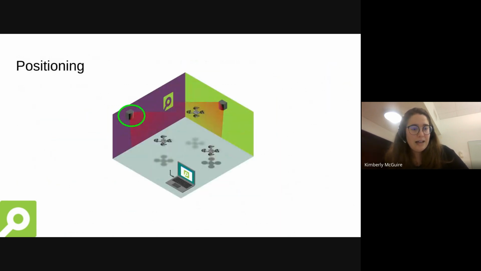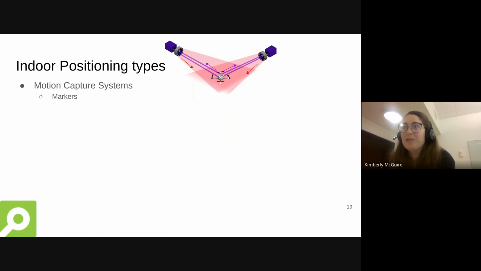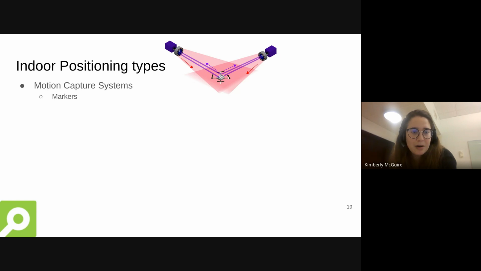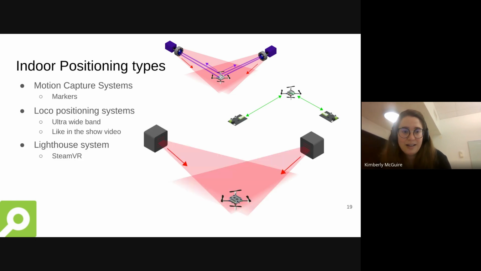Perfect. What I mostly wanted to focus on in this presentation was positioning. As I said before, there are multiple positioning types that the Crazyflie ecosystem, or the Bitcraze ecosystem, supports. First of all, motion capture systems, which use markers to reflect back the infrared light that the cameras shine, so they're able to capture that and interpolate to a position. We also have something called the Loco Positioning System, which is ultra-wideband based. There was a show video that I showed in the very first slide. I don't know if you remember that, but that was also using ultra-wideband.